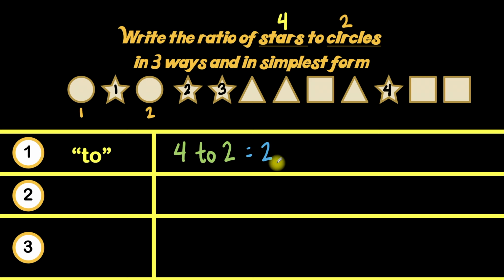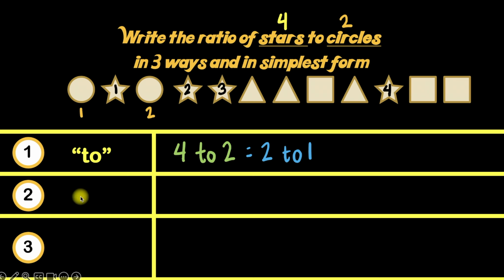Then we'll write the word "to." And then we'll divide the second value by 2 as well. And what's 2 divided by 2? That's just 1. So then we'll write 1 here. So we could say that the ratio of stars to circles is 4 to 2. And when we simplify that, the ratio is 2 to 1.